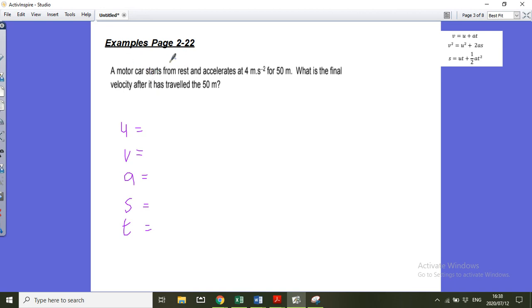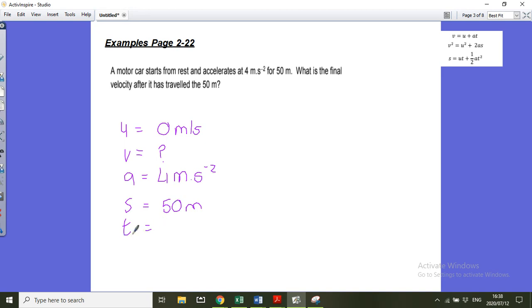A motor car starts from rest. From rest means U is going to be 0 meters per second. Remember the forward slash is fine, just don't use a minus then as well. And it accelerates at 4 meters per second. So I know my acceleration is going to be 4 meters per second squared for 50 meters. So that is my displacement, 50 meters. What is the final velocity? So they're asking for the velocity after it traveled this 50 meters.